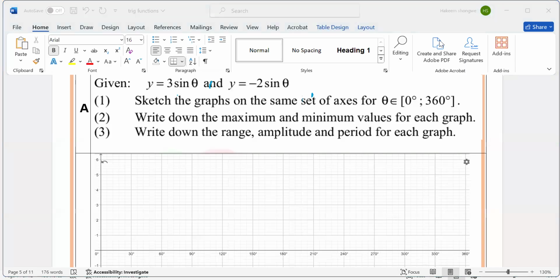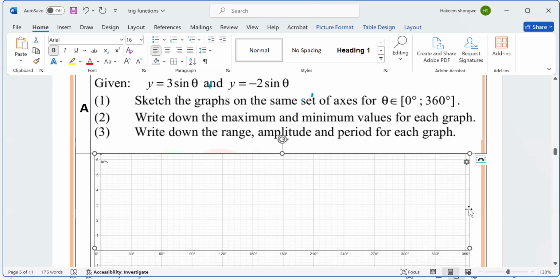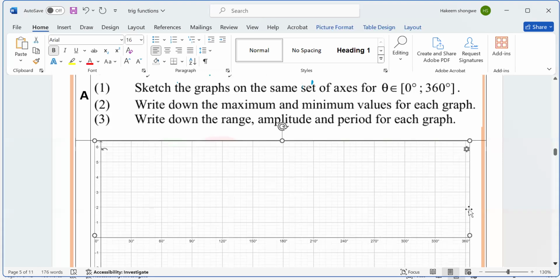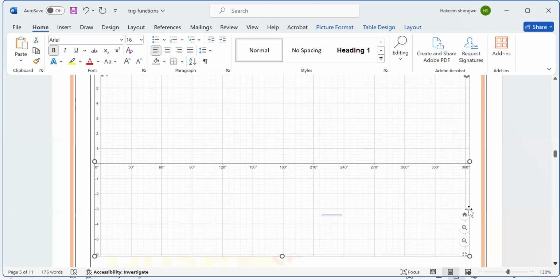So we're going to sketch this graph. We're going to be using our calculator. So if we use our calculator, let's check what it is that we're going to have. Take out your calculator. Let's do this.